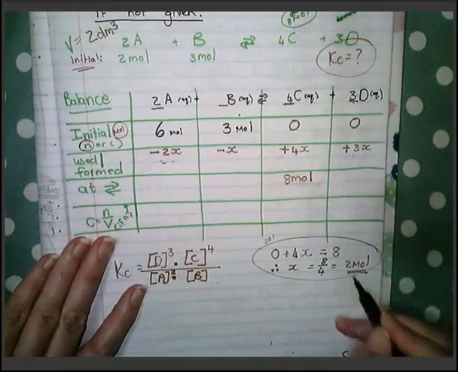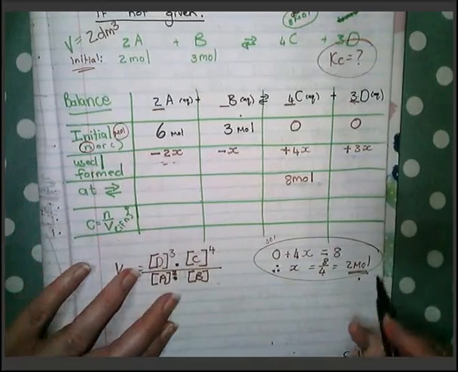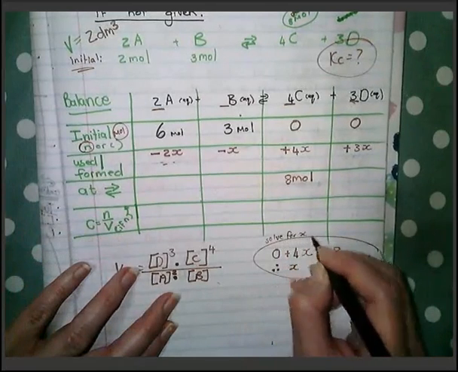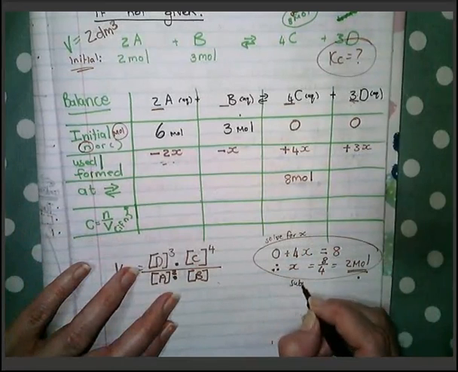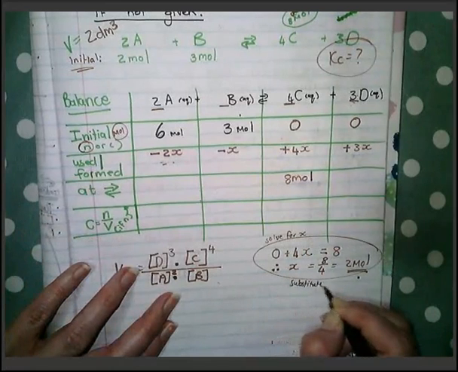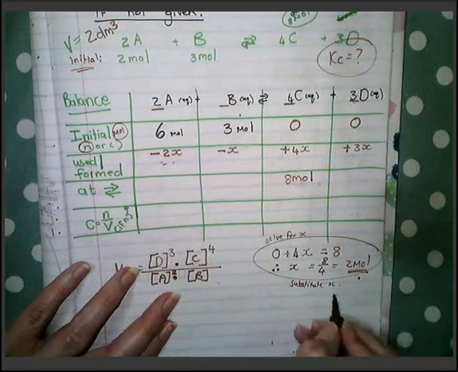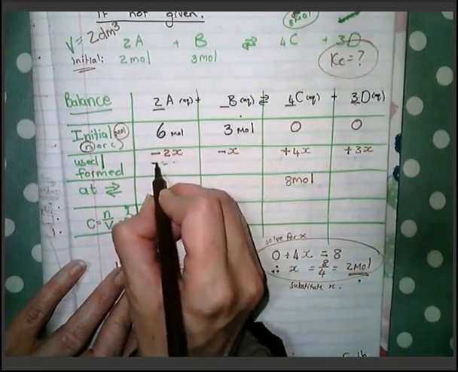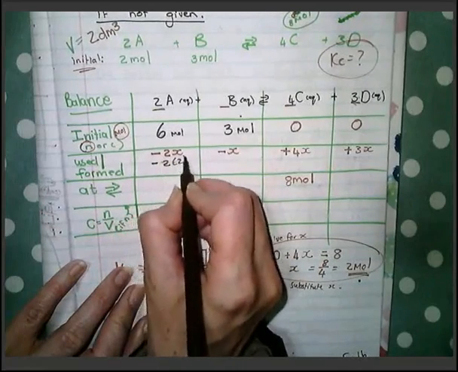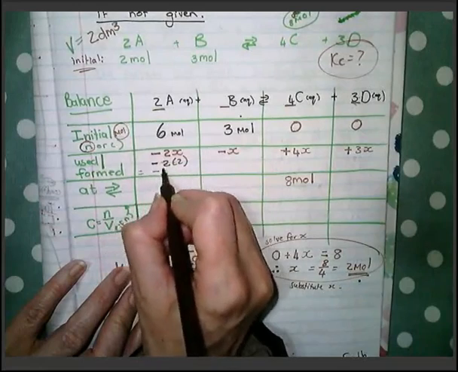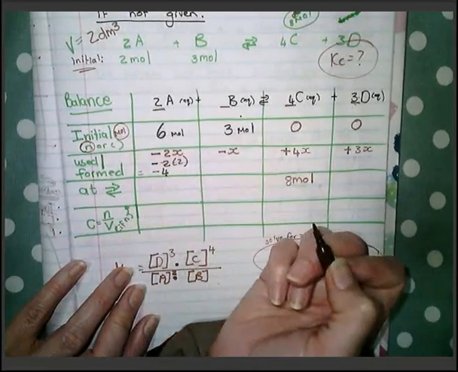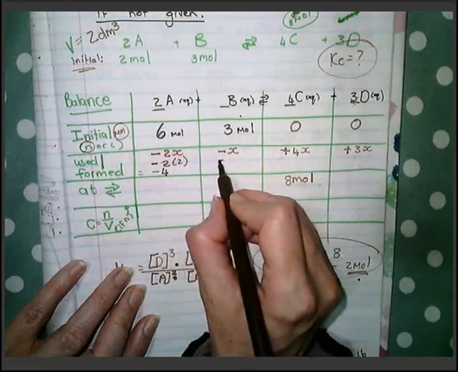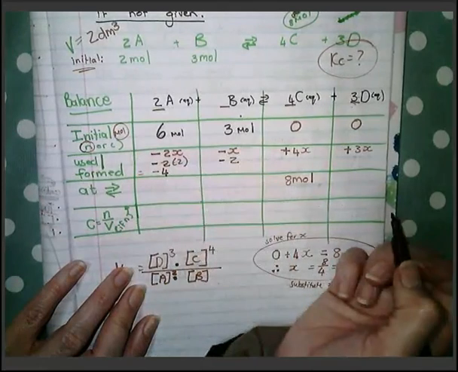Now you know what X is, and now you substitute the X everywhere. So X is now 2. This means minus 2 times 2, which means minus 4 mole. And for B, it's 1X, so it's minus 2 mole.